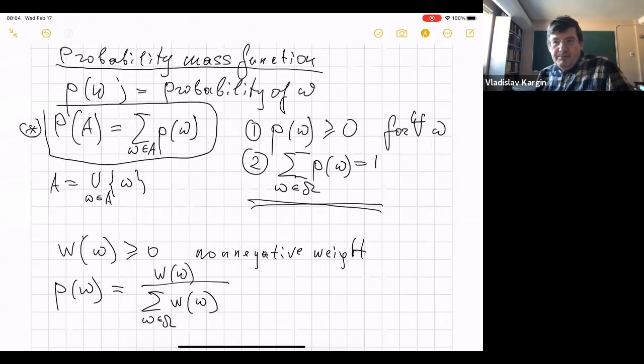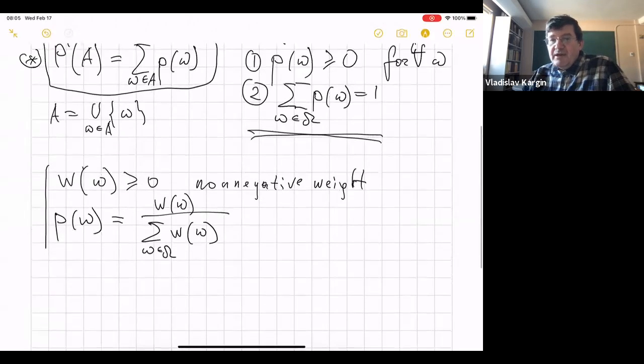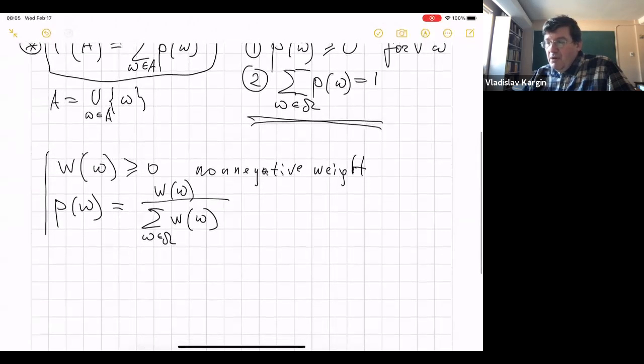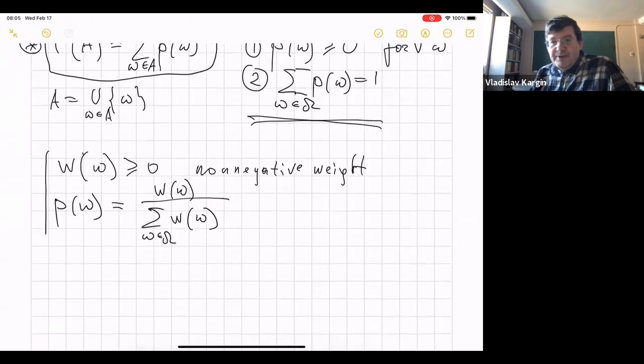So this is something like a usual practical device for how to define the probability of each outcome. Here's an example, right? So how it works. The simplest kind of case, which we already covered, would be just to assign equal probability to each outcome.